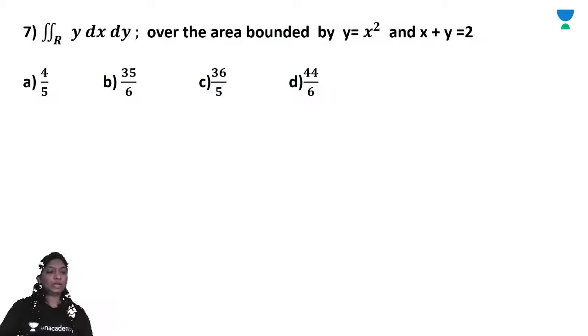Now see, the integral of y dx dy over the area bounded by y is equal to x square and x plus y is equal to 2. The integral limits are not given, but the equations of the curves are given, so we will find the integral limits first of all.